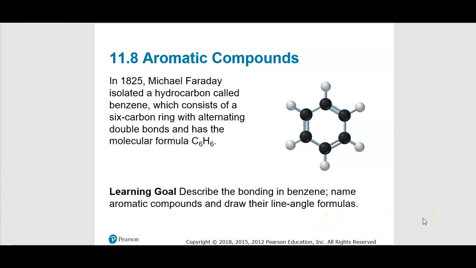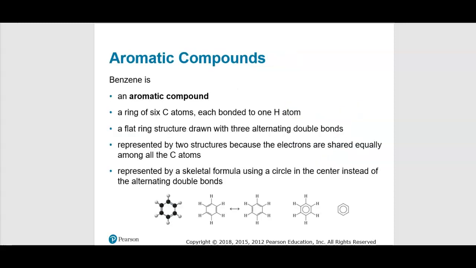We're going to be talking about the benzene ring and naming aromatic compounds, drawing their line angle formulas. And that'll be pretty much it. Benzene's an aromatic compound, as we said. It is a 6-carbon ring. Each carbon atom has one hydrogen on it, so you see a couple of different structures there.